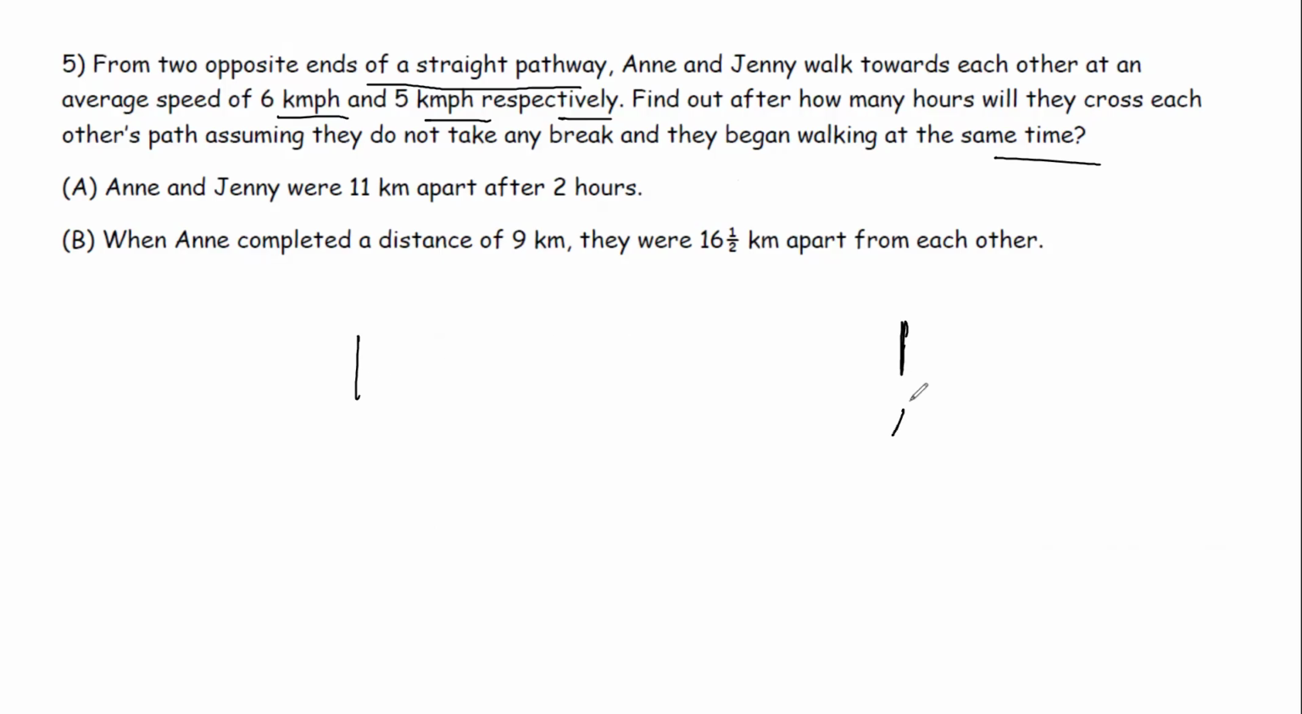So let's assume this is Anne and this is Jenny. Anne is walking towards Jenny, and Jenny is walking towards Anne at the following speeds: 6 kmph, 5 kmph. Find out after how many hours will they cross each other's path. So Anne and Jenny were 11 kilometers apart after 2 hours.